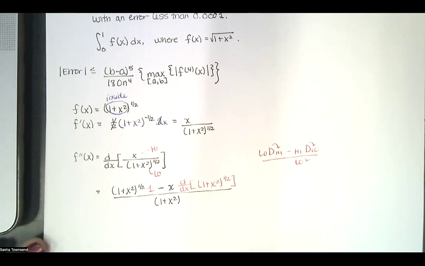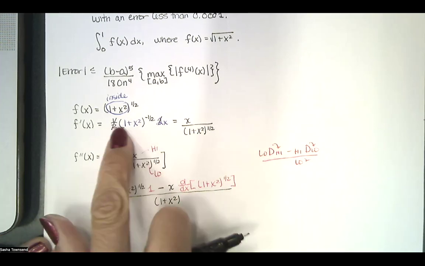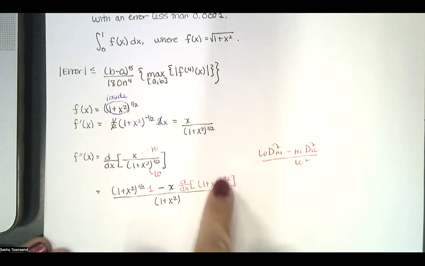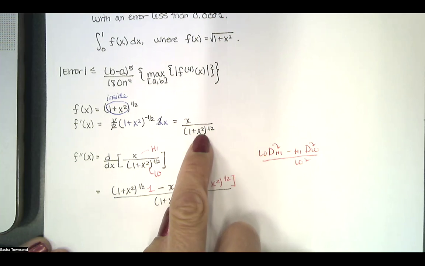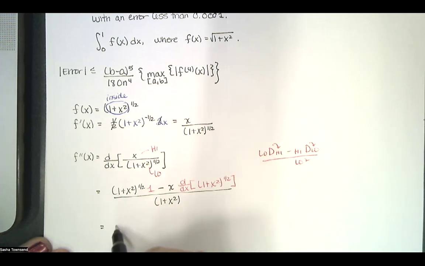So we've got that. And then again, the derivative of this requires the chain rule. We did that earlier. This derivative is x divided by 1 plus x squared to the 1/2. If we applied the chain rule again, that's what we would get.